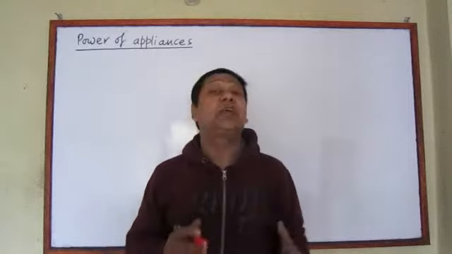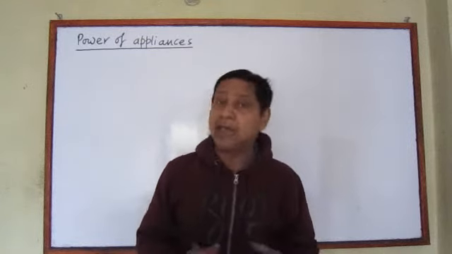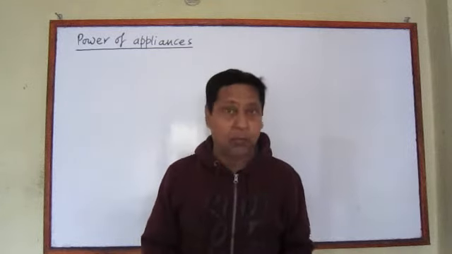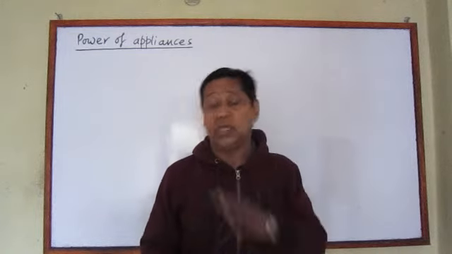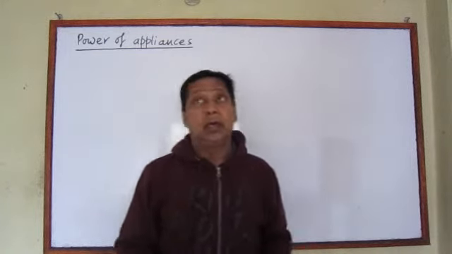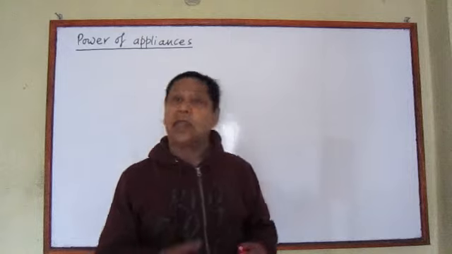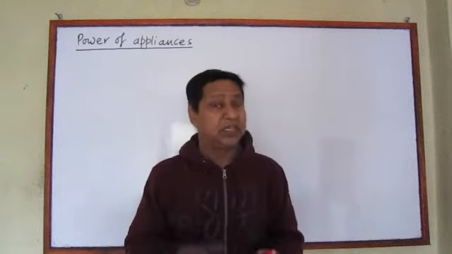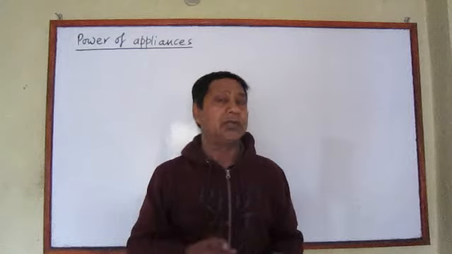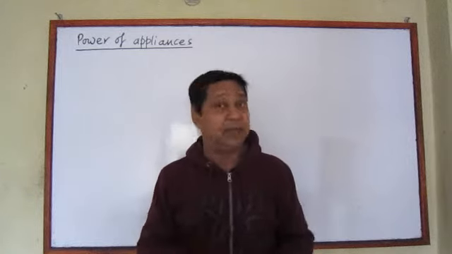Okay, the electric power of the appliances which we are using at home is different. Different appliances have different power. Just for example, a heater is generally of 1000 watt power. What is the meaning of 1000 watt power? It converts 1000 joule electrical energy into heat energy in every 1 second.